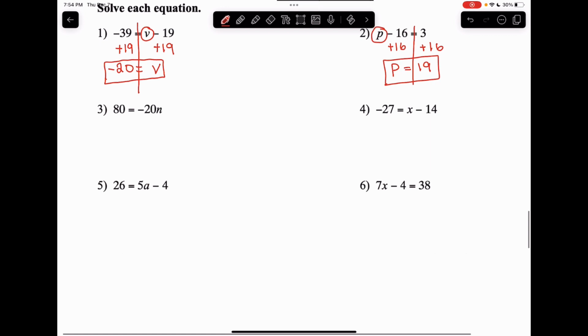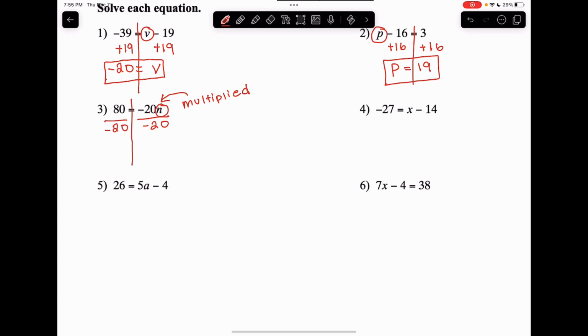For number 3, once again, I circle my variable, and I draw my line at my equal sign. The negative 20 is right next to the n, which means they are being multiplied. If you ever see a number directly next to a variable, that's indicating multiplication. So to cancel out multiplication, I need to divide by negative 20. And when I do that, I will get negative 4.